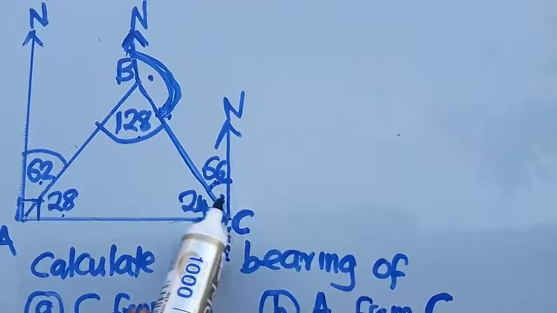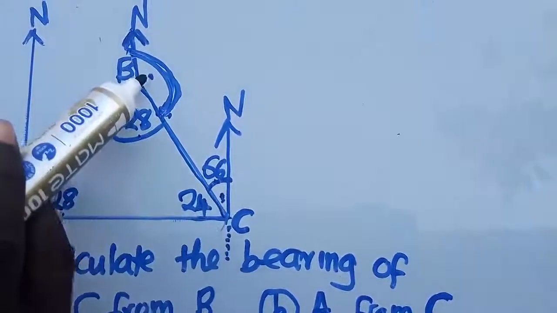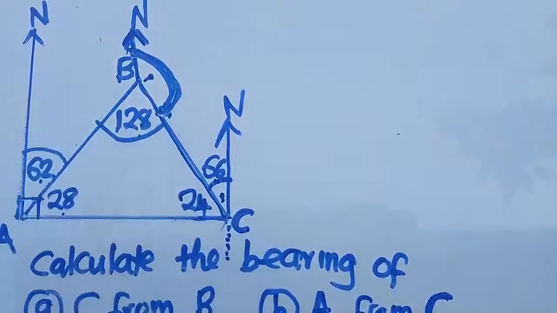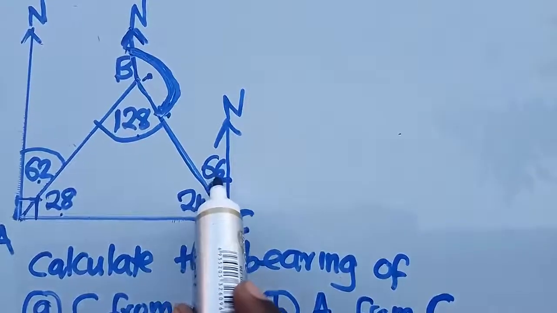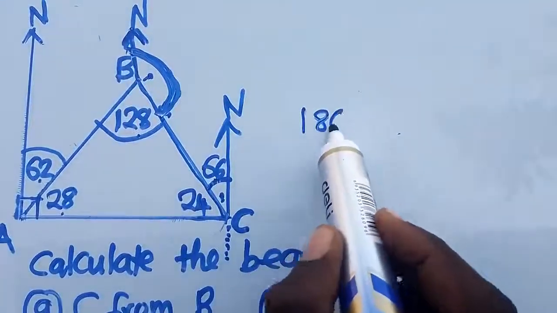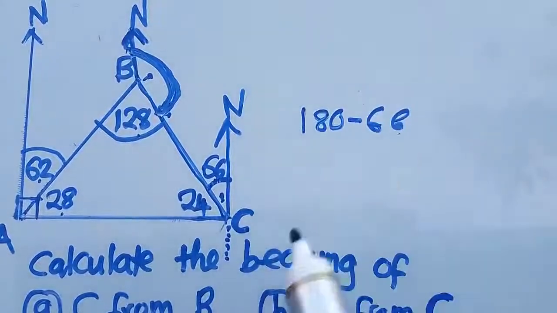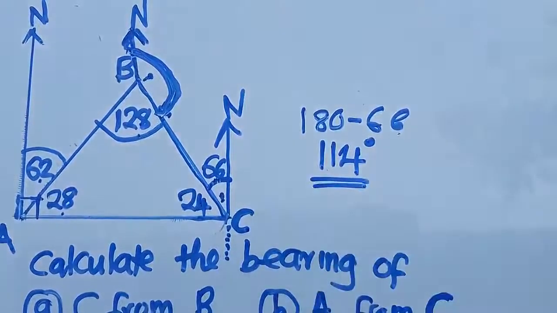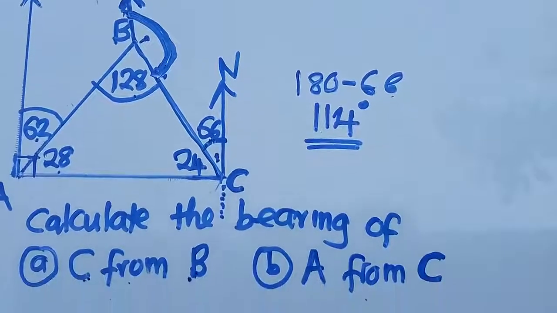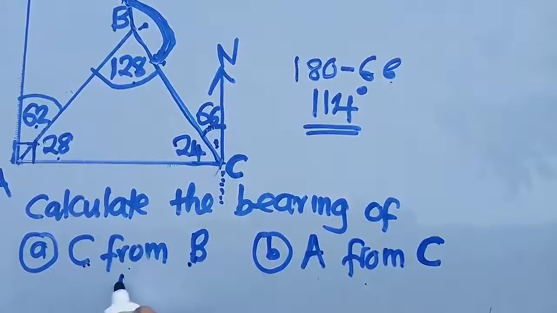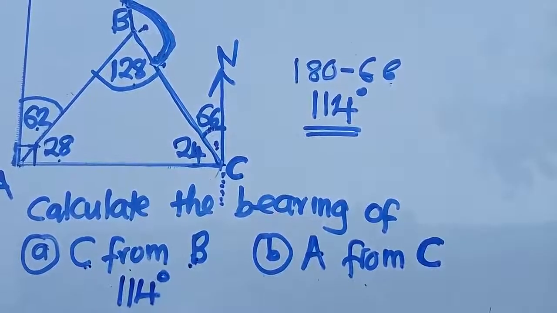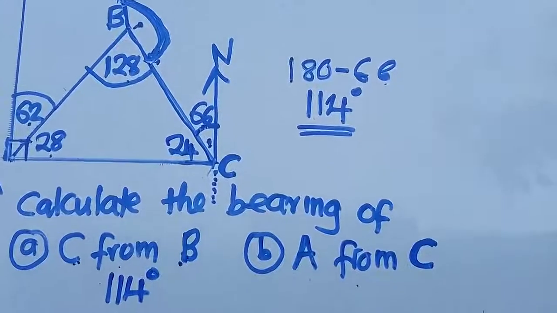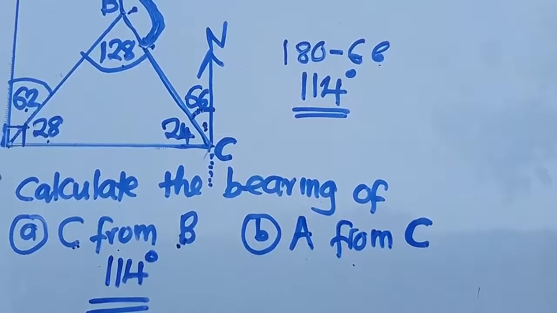So the 66 that is here, and the angle there at B, should add up to 180. Since you've got this one, you just say 180 minus 66. You remove it from 180. What are you going to get? You're going to get 114 degrees. So this is your answer to that question, 114 degrees. This is how you get to answer such a question.